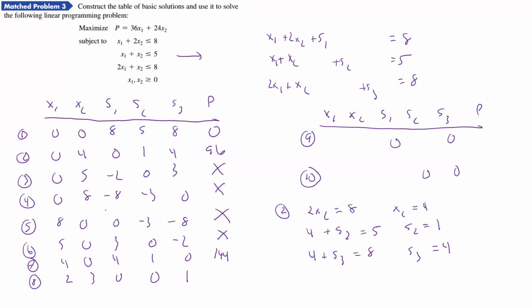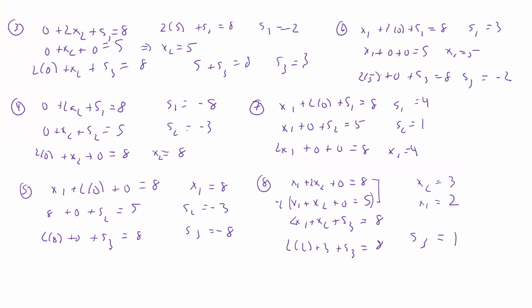So 72 plus 96, is it 36 times 2 plus 24 times 3? That's 144 again. Okay. All right, so that gives us that one. So now let's go to number 9, which is S1 and S3 are 0. So let's go to the next page. So 9 with S1 and S3 0.